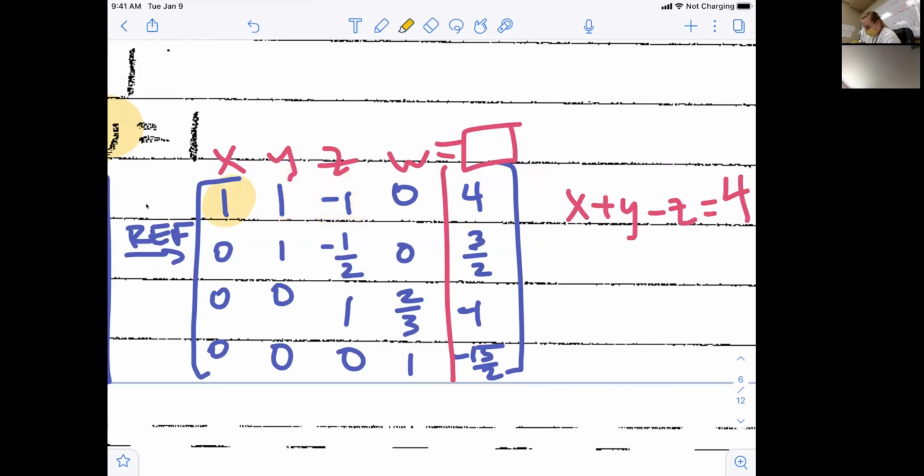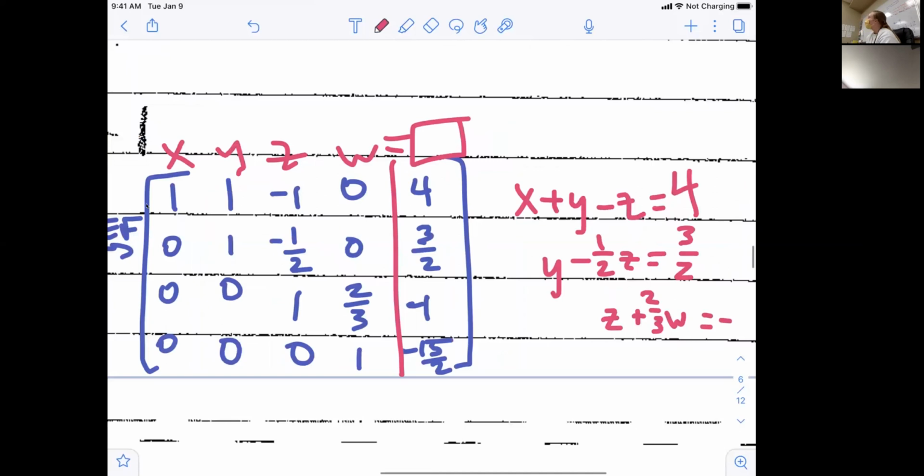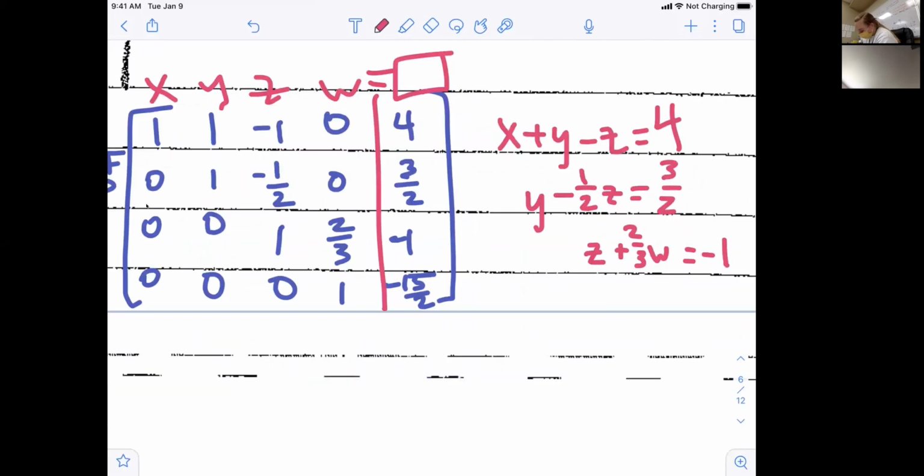All right, same thing for the next line. This time I have no x's, so it's going to be y minus 1/2 z, also no w's here, equals 3 halves. Next one, I have no x's or y's, but I do have a z. z plus 2 over 3 w equals negative 1. And then last, I have no x, no y, no z, but I do have a w. w equals negative 15 over 2.